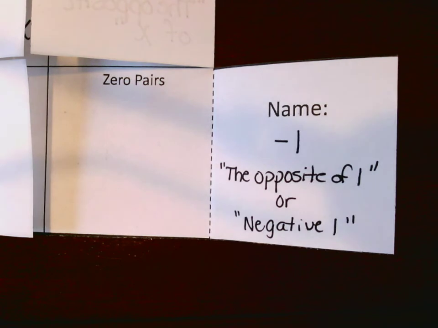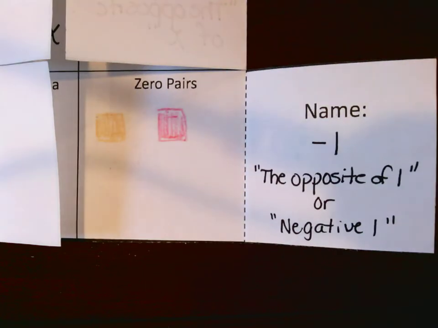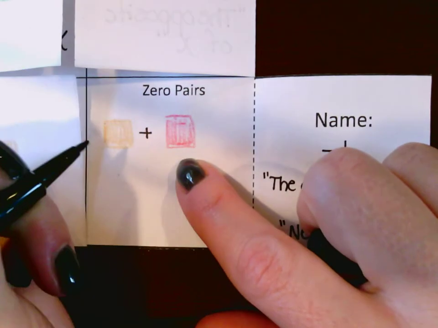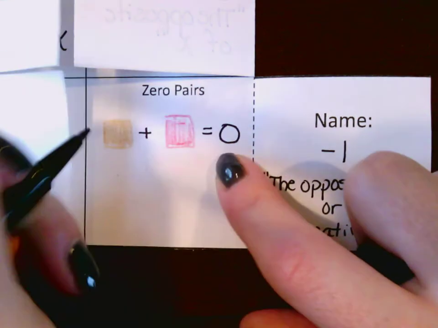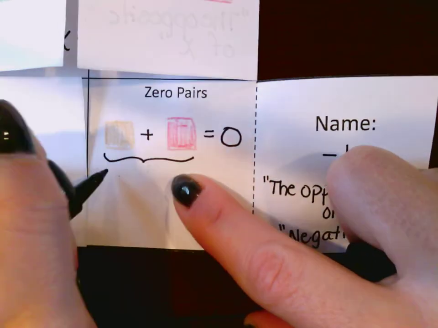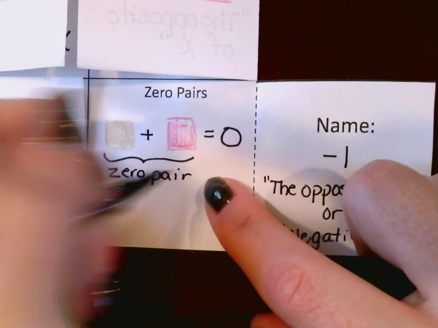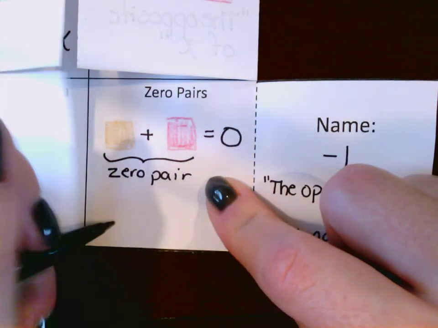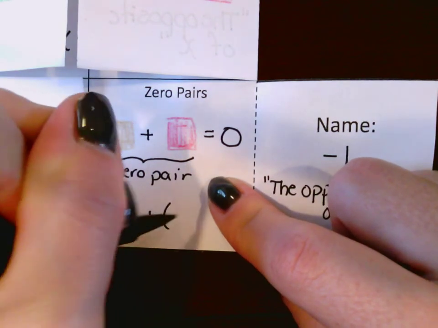So here for the zero pairs, let's draw a zero pair of 1 and -1. So when we put these two pieces together, this is a positive 1 and this is a -1, so together they make 0. So we call this a zero pair. And so algebraically, if we write the name of this piece, 1, plus the name of this piece, which is -1, that adds up to 0.